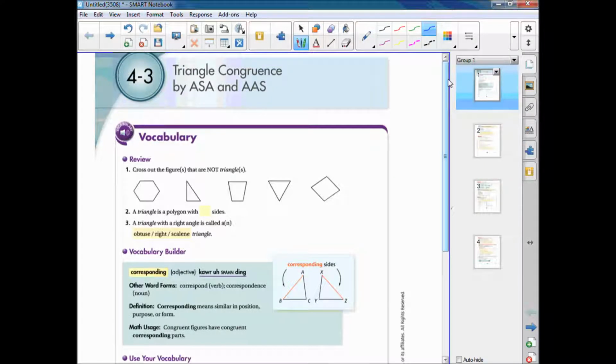Hello again. Welcome to another lesson in geometry. Today we are covering section 4.3, triangle congruence by angle, side, angle, and angle, angle, side.